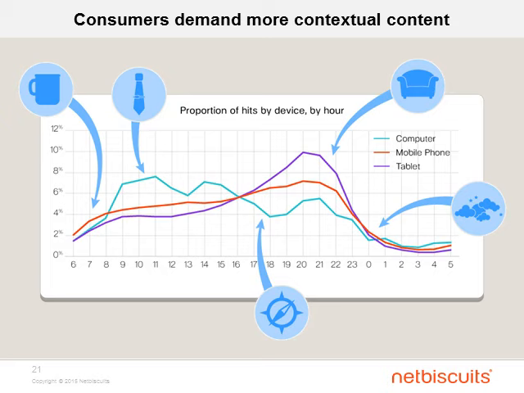Another example here is providing people with content that's more suited to their needs at different times of the day. So consumers are demanding more contextual content. People behave and react differently to different types of content depending on whether they're on the move, whether they're at work, or whether they're at home.